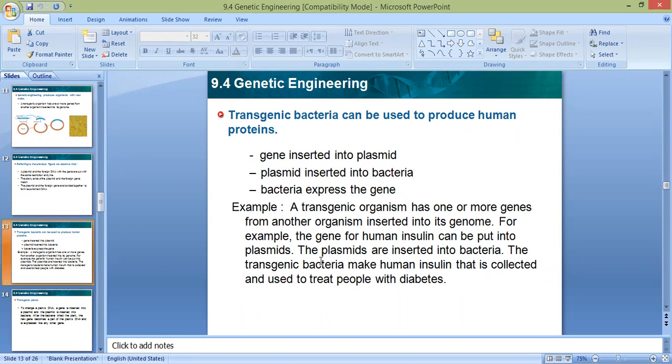We can use this type of genetic engineering to produce insulin. The plasmid is inserted into bacteria. They take a gene from a human or animal which makes insulin and add it to the plasmid of the bacteria. Then the transgenic bacteria start making human insulin, and it will be collected and sold as treatment for people with diabetes.